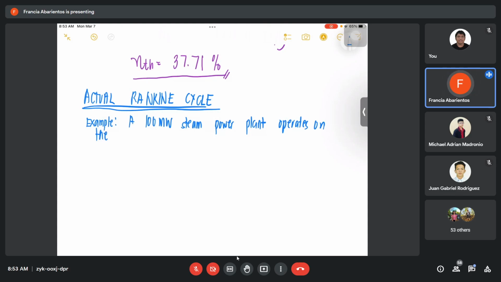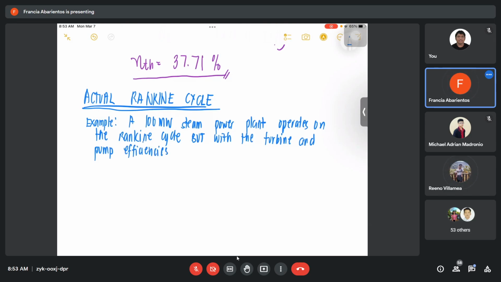Operates on the Rankine cycle, but with the turbine and pump efficiencies of 85%.